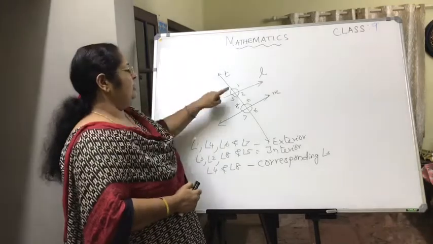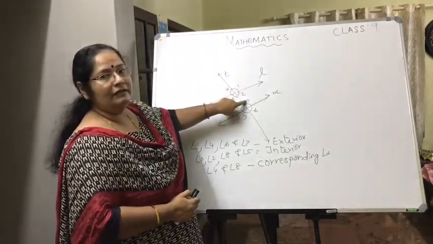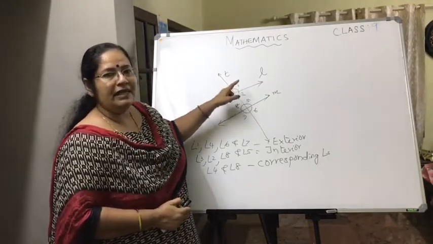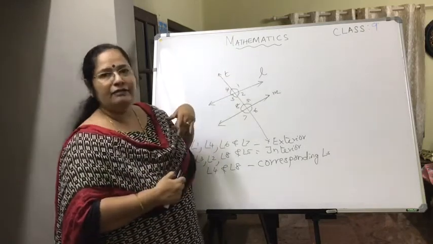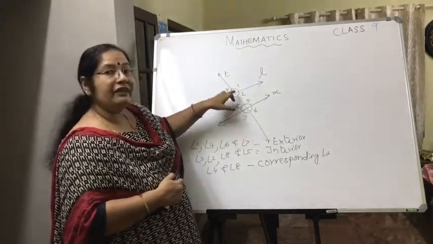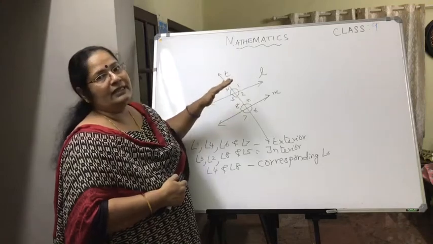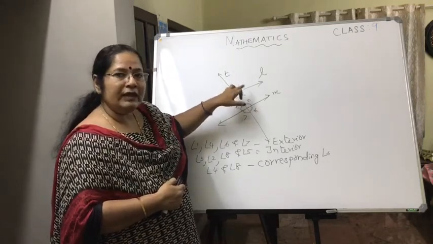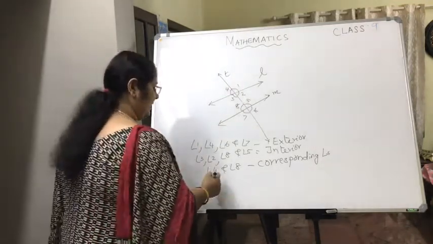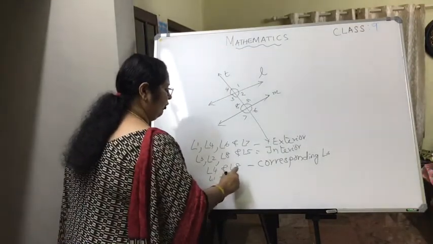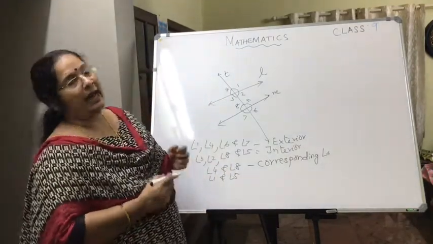In the same way, you look at angles 1 and 5. They are also placed on the same side of the transversal. Which side? The right side of the transversal. How are they placed with respect to the lines? Above the lines. So, there is also a one-to-one correspondence. So, angle 1 and angle 5 also form a pair of corresponding angles.